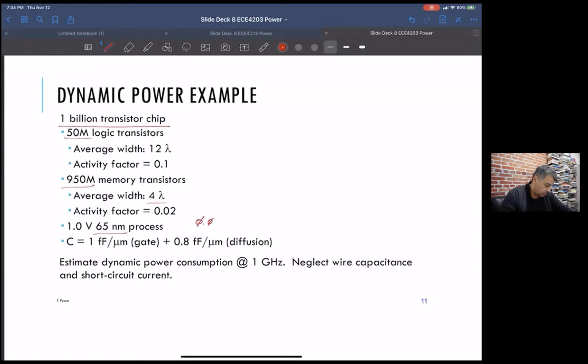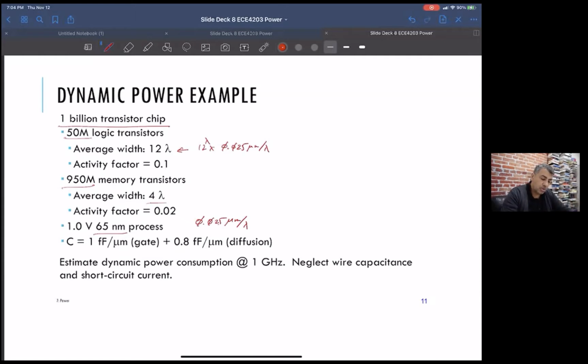0.025 microns per lambda. So like this would be, the average width is 12 lambda times 0.025 microns per lambda. And same with the memory. So you can see the memory transistors, their widths are smaller because you've got to pack them in tighter and they don't run as fast.